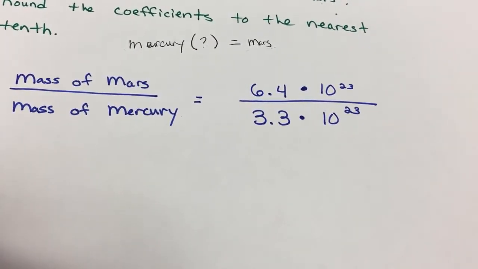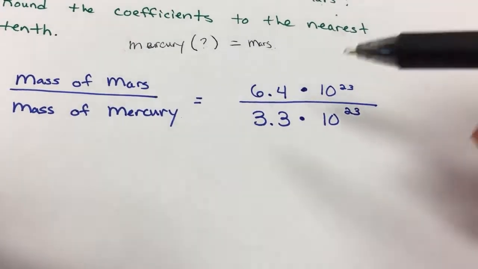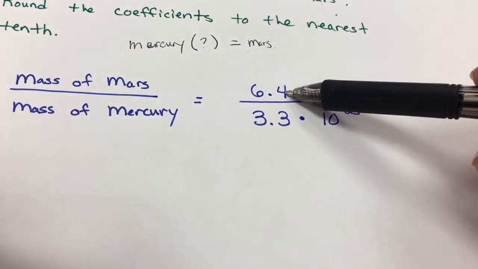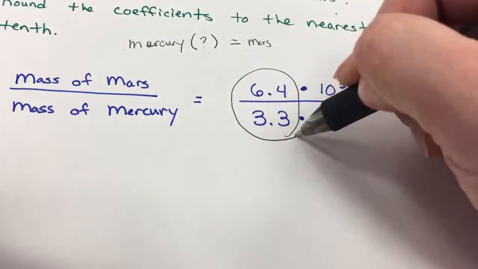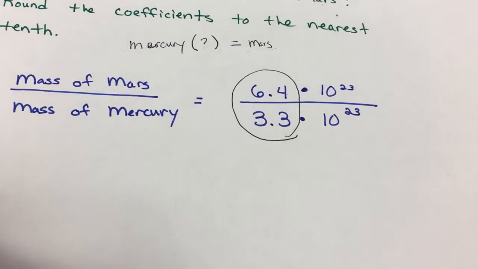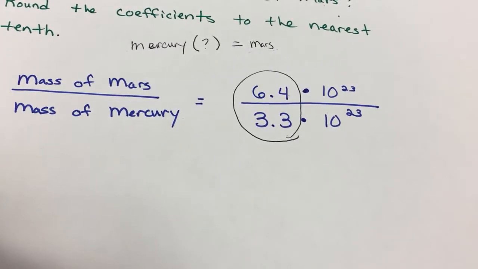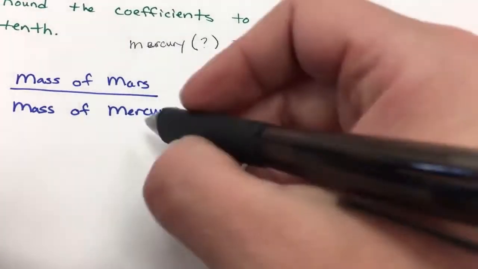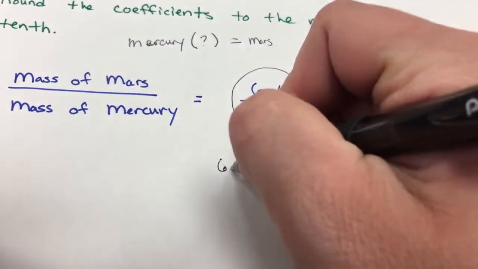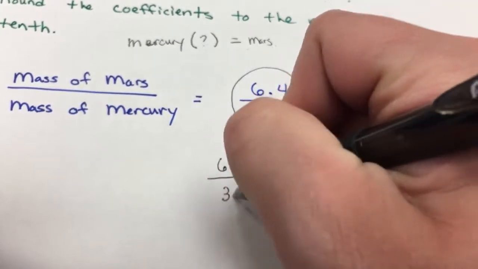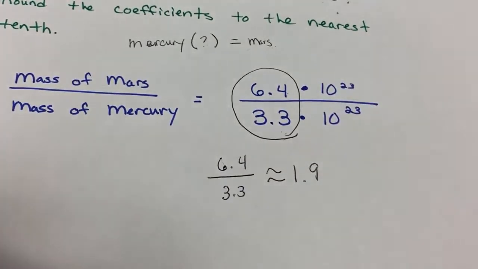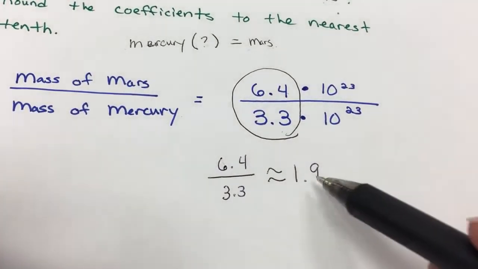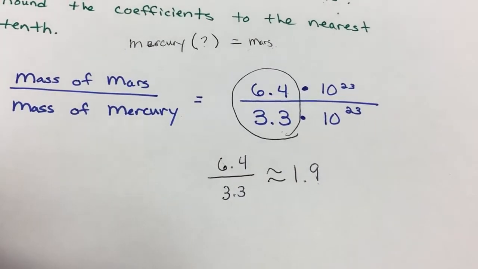All right, so now let's take a look. And I have it kind of set up nicely for you because 6.4 over 3.3, those are my constants, and I'm going to divide those guys out. And the question says to round your coefficient to the nearest tenth. So when I divide these out, 6.4 over 3.3 is about 1.9 when you round it out. It gives you a decimal and you round to the nearest tenth, which is 1.9.